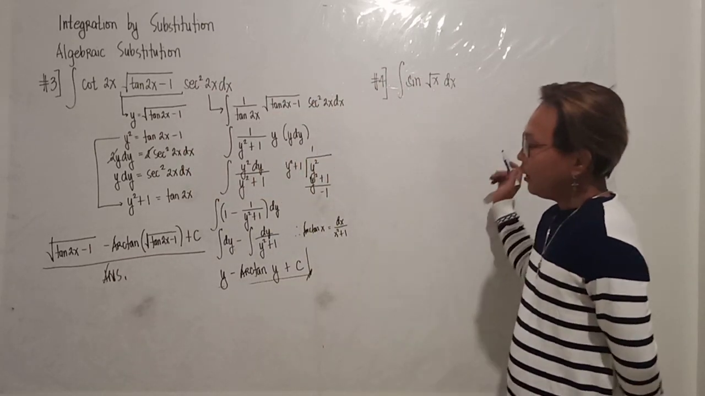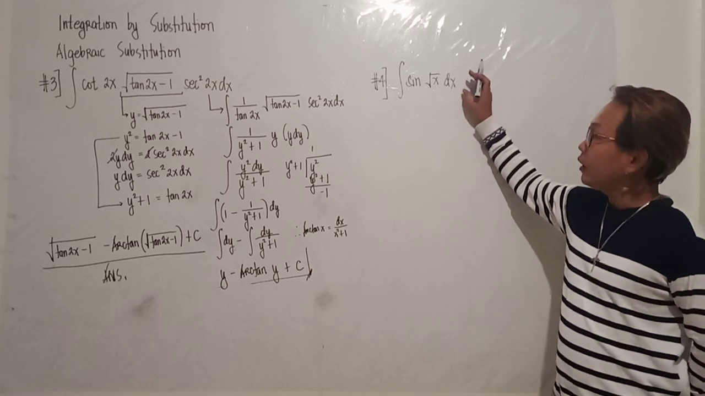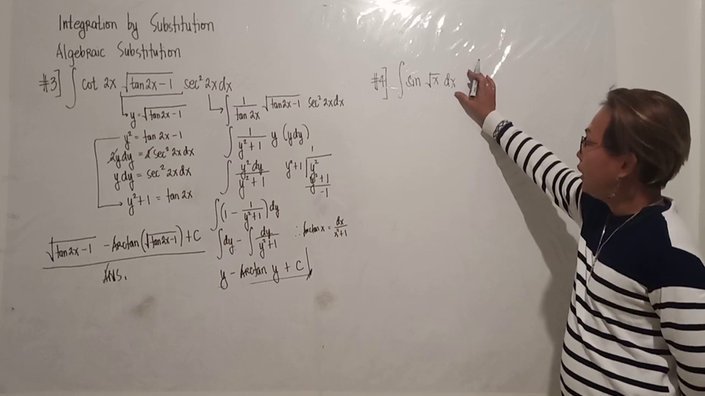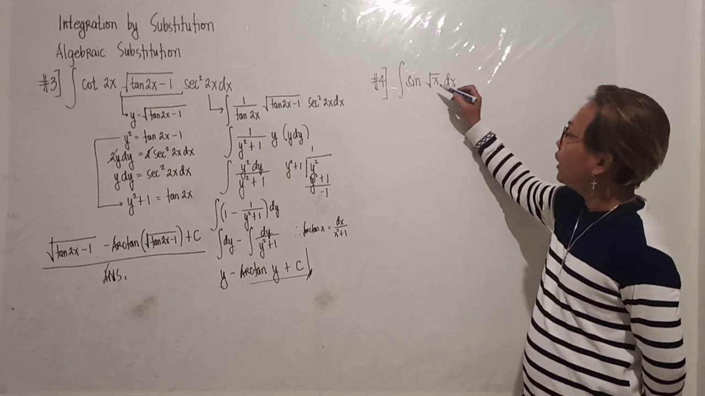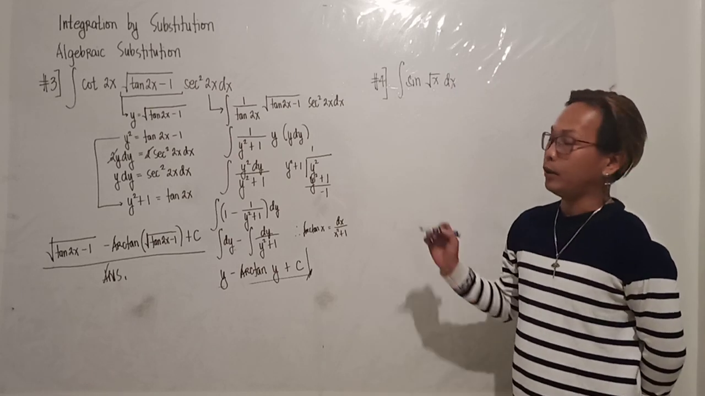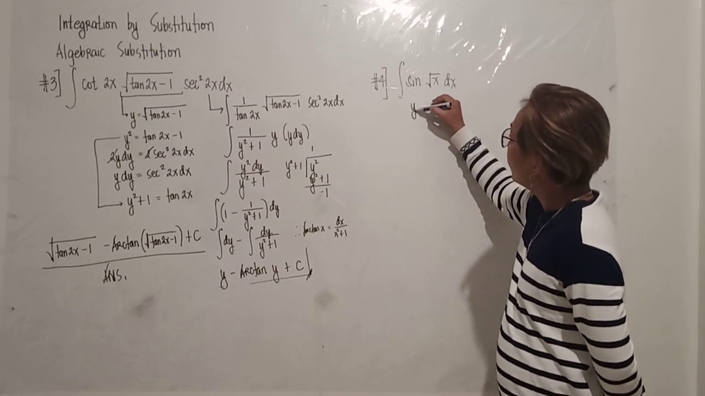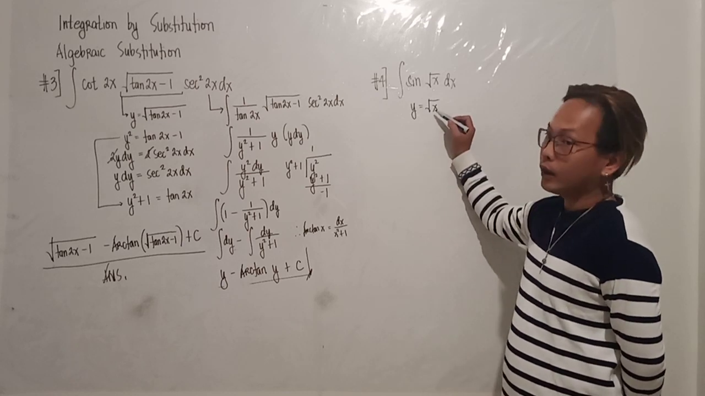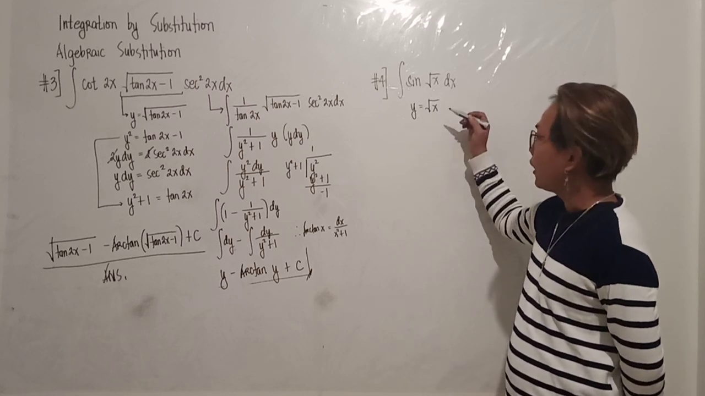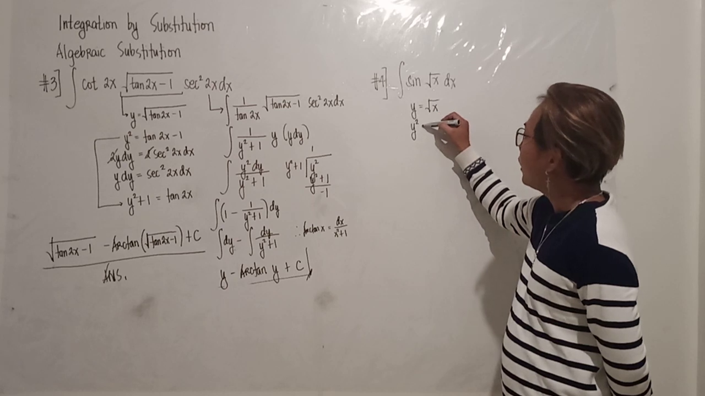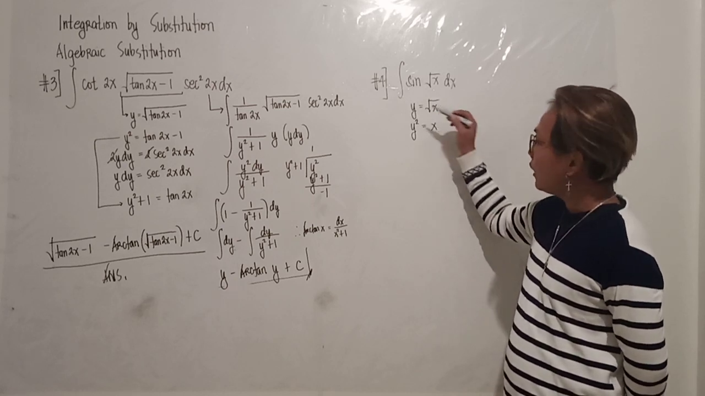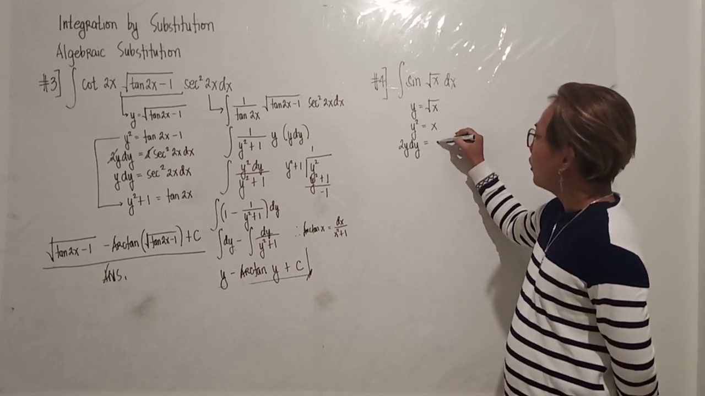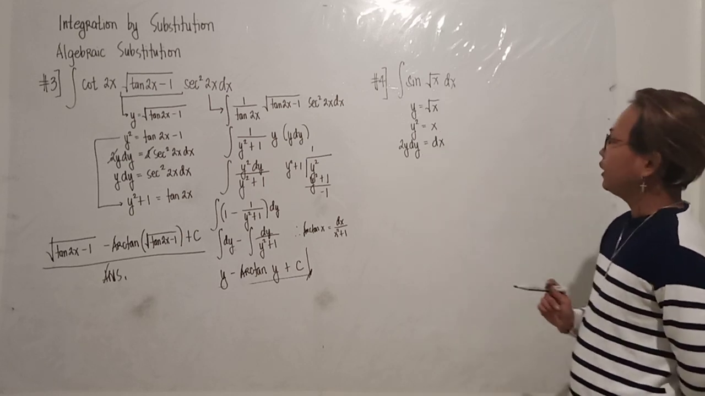Next example is about the integral of sine, wherein the angle is the square root of x dx. So we need to remove the square root. So you will set your square root of x as y. To cancel out the square root, you have to square both sides again. You will now have y squared is equal to x. Then take the derivative. You will have 2y dy equals now to dx.